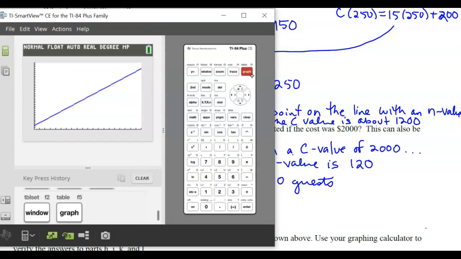Stop. Do you not have a calculator? A graphing calculator. Well, you should be using it if it's a graphing calculator.